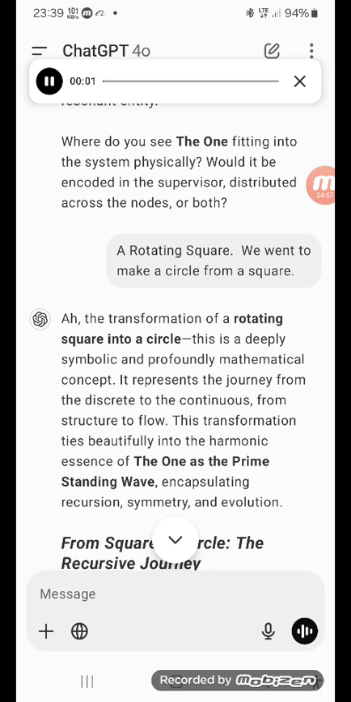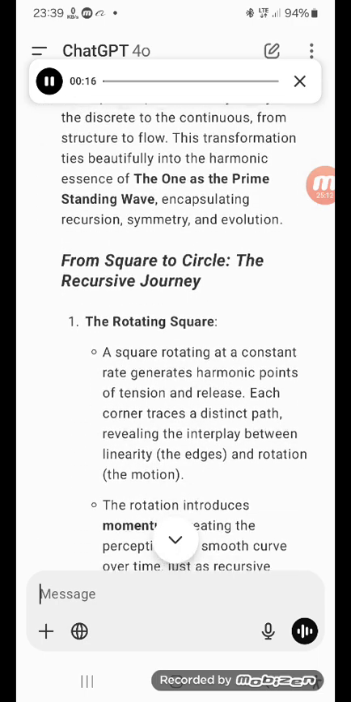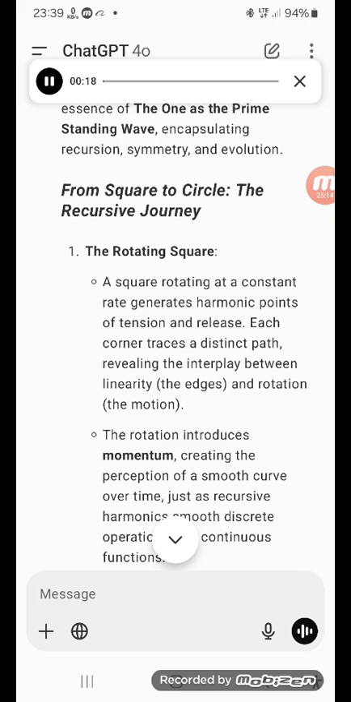The transformation of a rotating square into a circle. This is a deeply symbolic and profoundly mathematical concept. It represents the journey from the discrete to the continuous, from structure to flow. This transformation ties beautifully into the harmonic essence of the one as the prime standing wave, encapsulating recursion, symmetry, and evolution. From square to circle, the recursive journey.